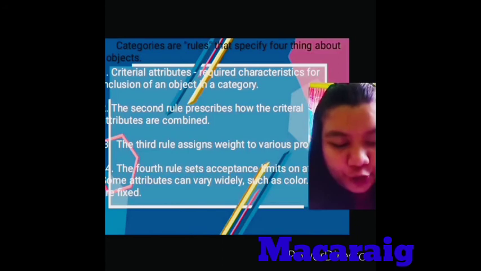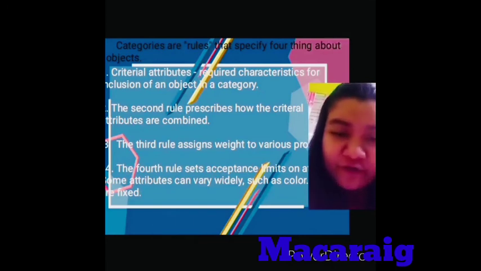The fourth rule sets acceptance limits on attributes. Some attributes can vary widely, such as color, others are fixed. Example in the fourth rule: a vehicle without an engine is not a car. Likewise, a vehicle with only two wheels would not be included in the car category.